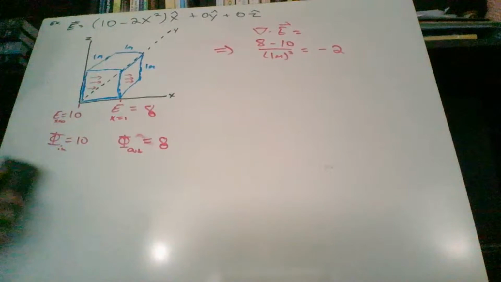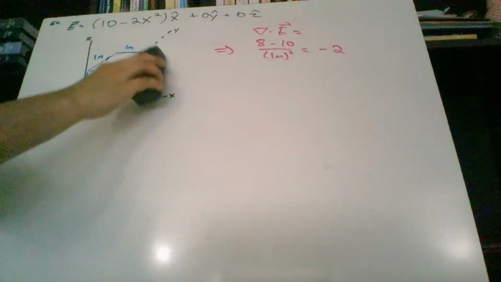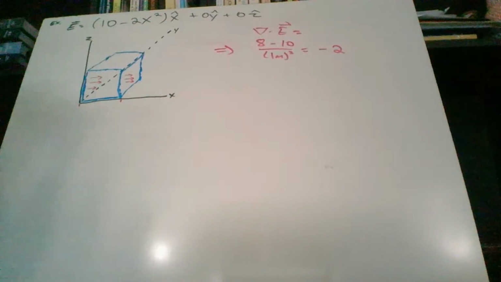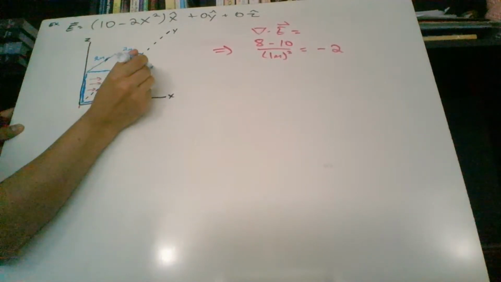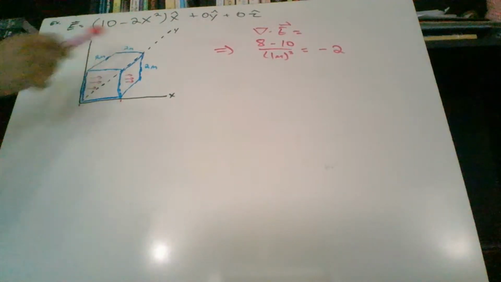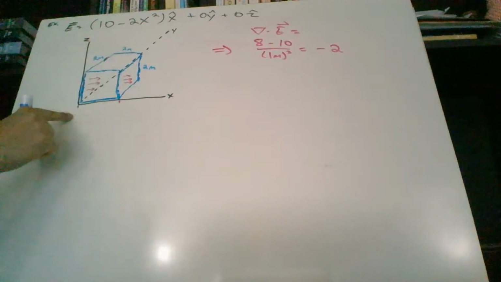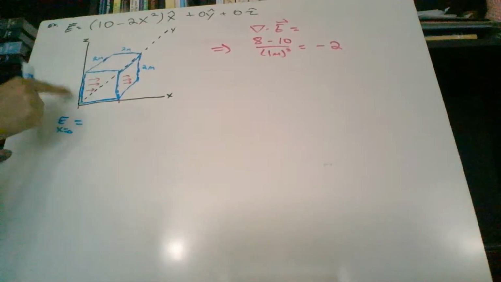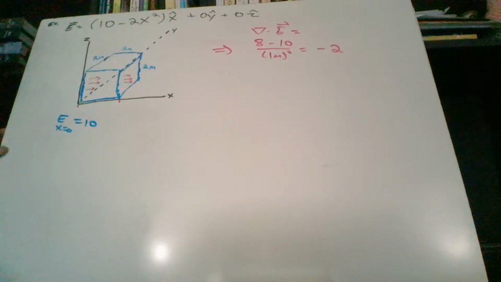Okay, sure, whatever. What happens if I do this, though? I keep the same equation, except I'm going to change the box size. Instead of being 1 by 1 by 1, I'm going to call it a 2 meter by 2 meter by 2 meter box. So I've got a 2 by 2 by 2. What's going to happen now? Well, the electric field at x equals 0 is still 10. You plug in 0 into here, that's fine.